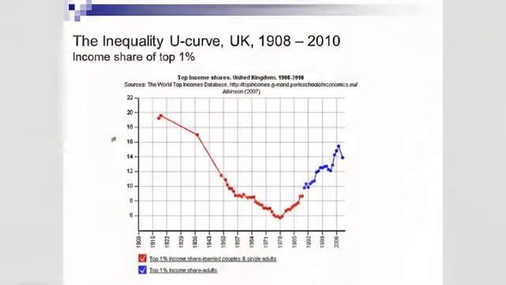This is the United Kingdom looking at the share taken by the top 1%, and it takes the form of a U-curve. So the share taken by the 1% fell consistently from the beginning of the last century until the mid-1970s, and it's been rising back up again. It's nearly back to where we were in the 1930s. And again, this U-shaped curve can be replicated across about 2/3 of OECD countries.